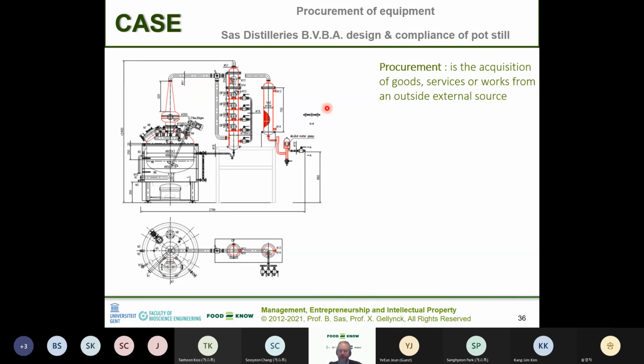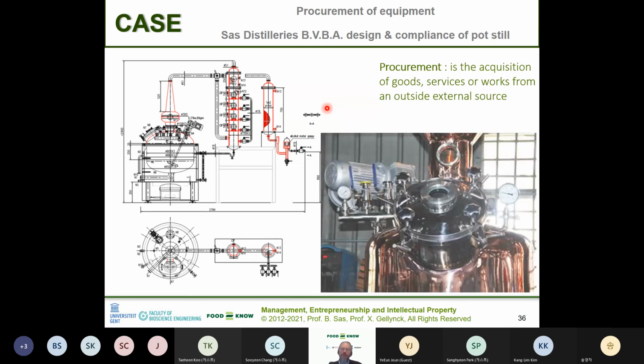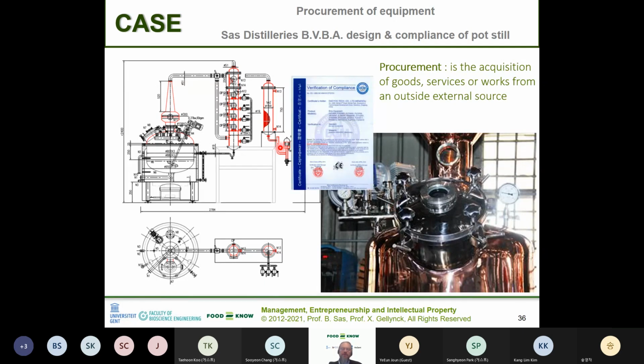So I asked around for around 150 liter to 200 liter pot still. And then, you had different providers or people that could produce these type of stills. But of course, everything needs to be in compliance with, as I mentioned, these CE certificates and CE labels for the European Union.